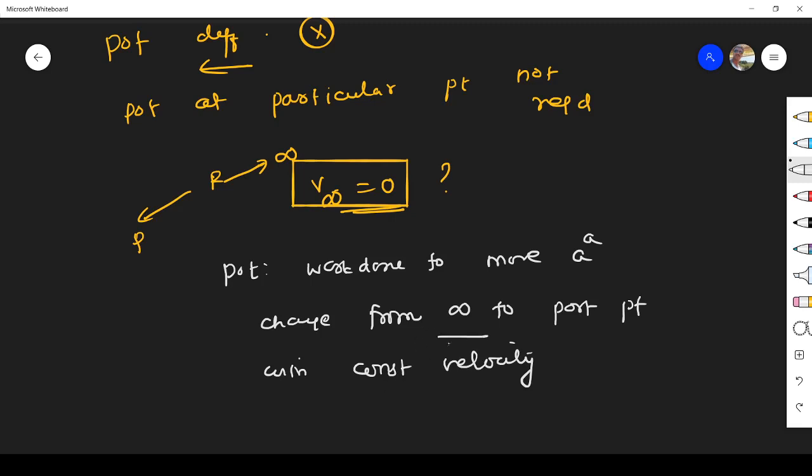So we are moving from infinity. Why are we moving from infinity? Because potential at infinity is 0. Why potential at infinity is 0, we will see in the next class. So one point is at 0 potential and the other point has some other potential, so we will get the potential difference. We will see more details about the concept of potential in the next class.